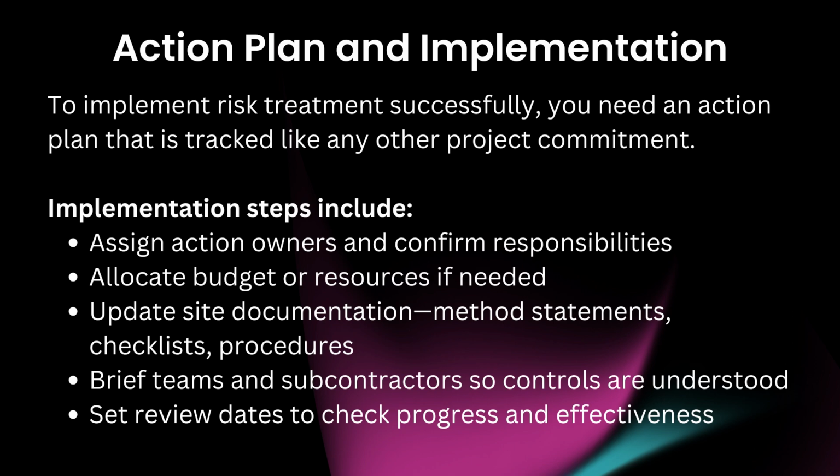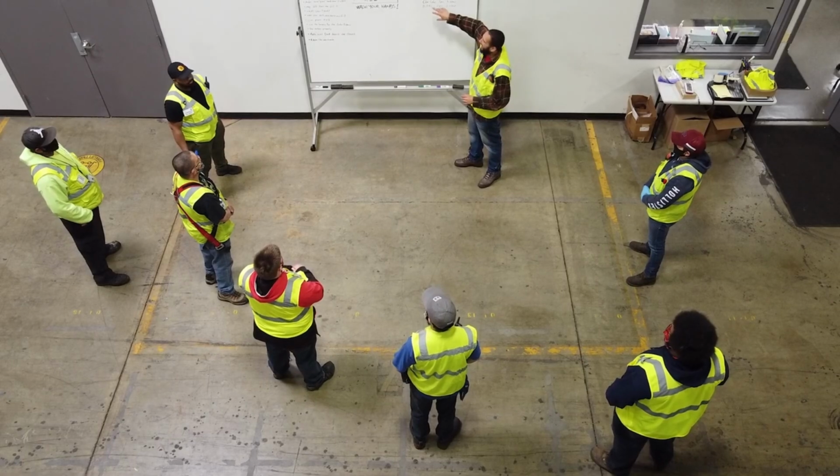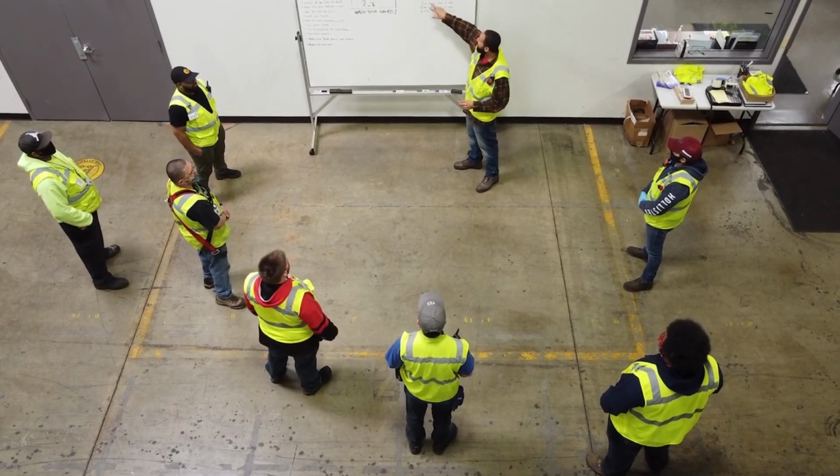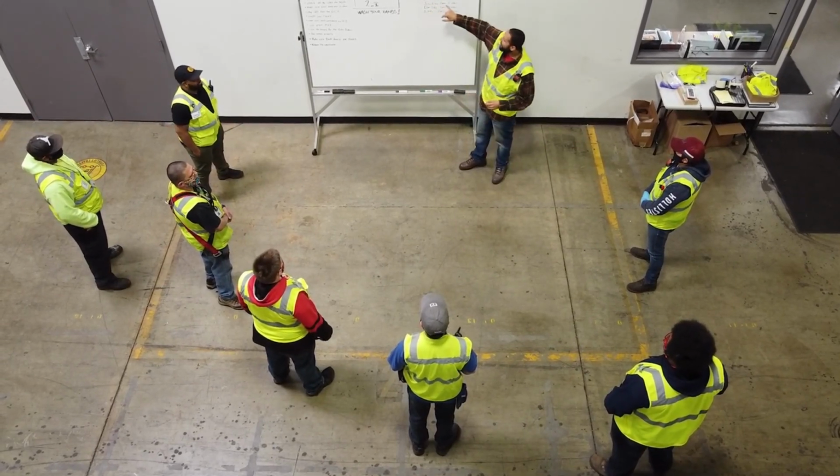Action plan and implementation. To implement risk treatment successfully, you need an action plan that is tracked like any other project commitment. Implementation steps include: assign action owners and confirm responsibilities. Allocate budget or resources if needed. Update site documentation, method statements, checklists, procedures. Brief teams and subcontractors so controls are understood. Set review dates to check progress and effectiveness.